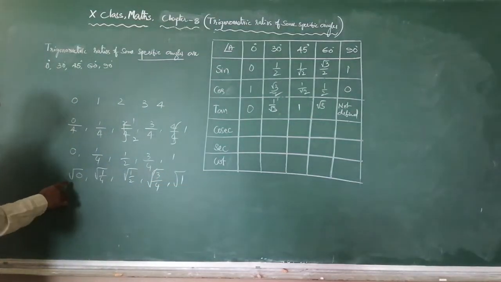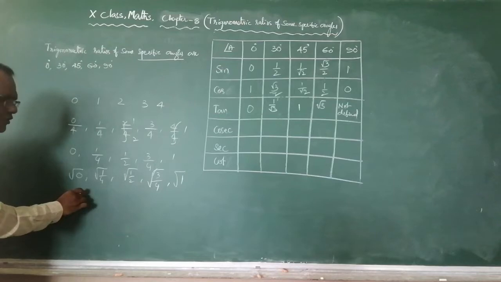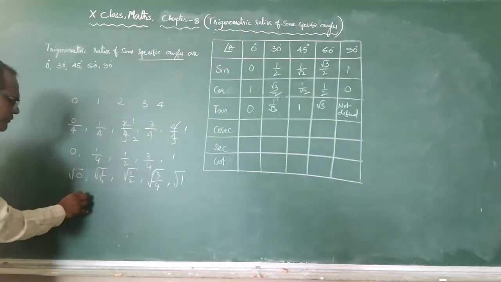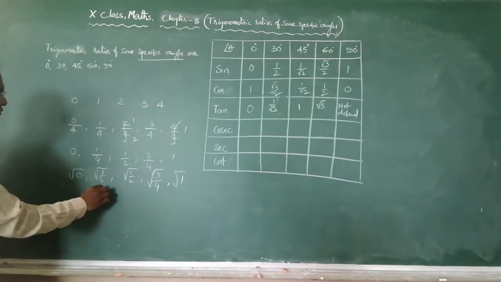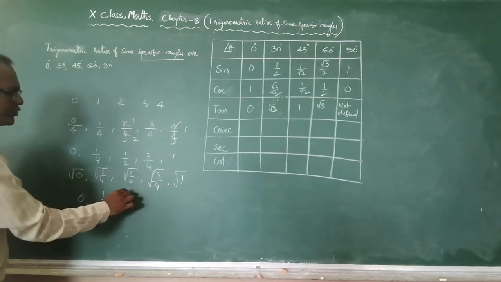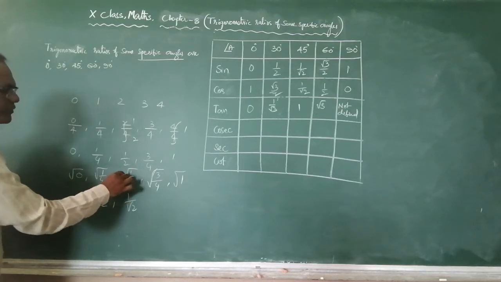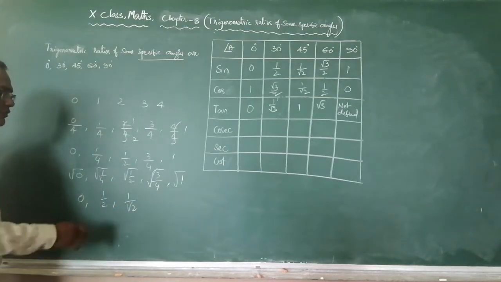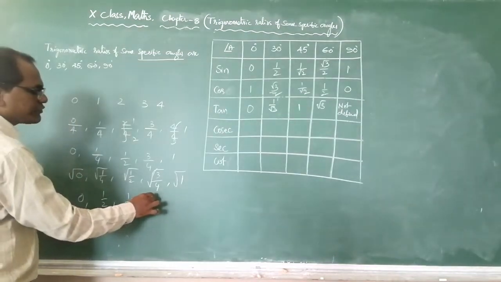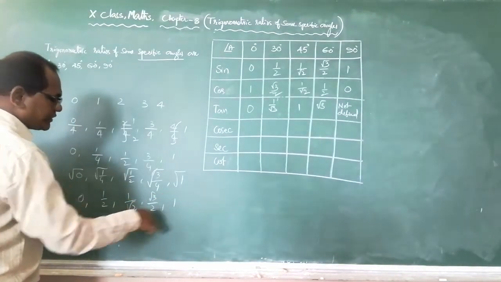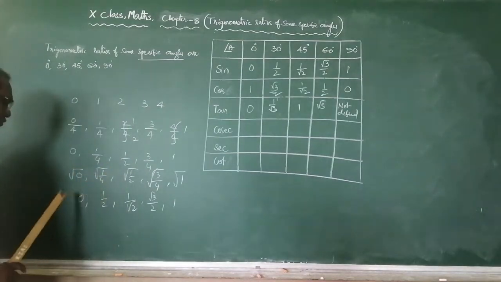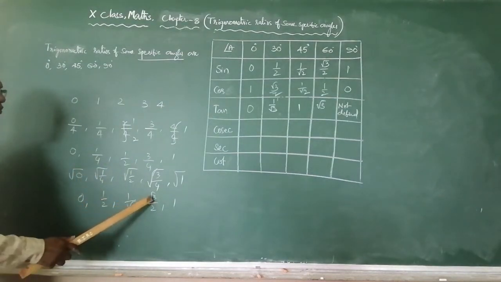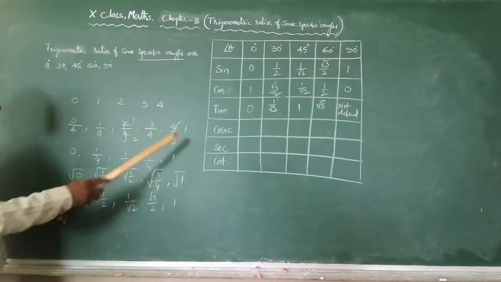Tell me now, what is the square root of 0? Square root of 0 means 0. And the square root of 1 by 4 is 1 by 2. The square root of 1 by 2 is 1 by square root of 2. Here the square root of 3 by 4 is root 3 by 2, and then 1. These are the 5 values of sine: 0, 1 by 2, 1 by root 2, root 3 by 2, 1. 0 is the sine 0 value.